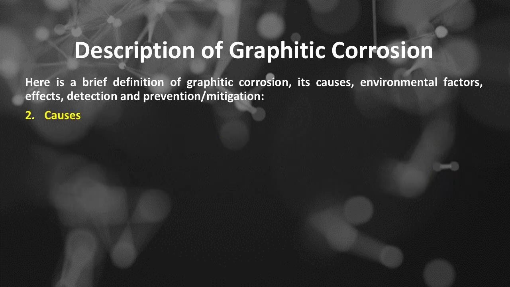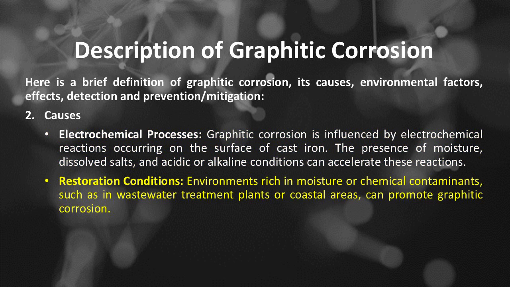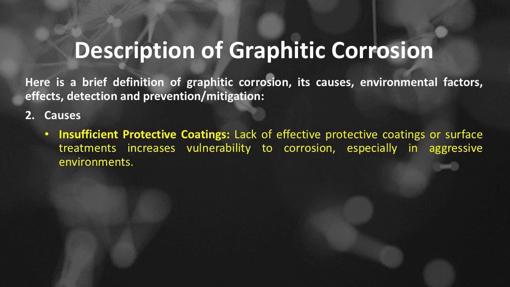Number 2 is graphitic corrosion causes. Electrochemical processes. Graphitic corrosion is influenced by electrochemical reactions occurring on the surface of cast iron. The presence of moisture, dissolved salts, and acidic or alkaline conditions can accelerate these reactions. Environmental conditions. Environments rich in moisture or chemical contaminants, such as in wastewater treatment plants or coastal areas, can promote graphitic corrosion. Insufficient protective coatings. Lack of effective protective coatings or surface treatments increases vulnerability to corrosion, especially in aggressive environments.